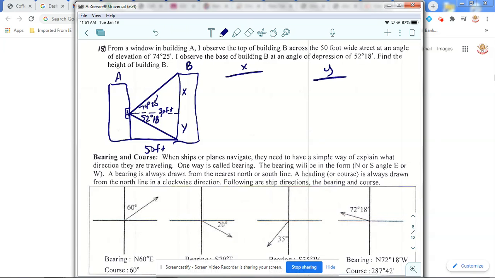So to find x, I'm going to use the tangent. So the tangent of the angle is equal to the opposite over the adjacent. The variables up high are going to multiply. All right, you guys try y on your own.